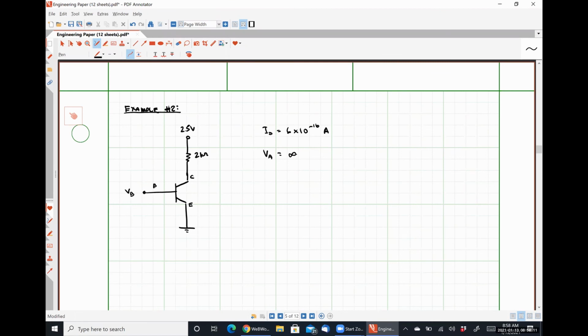Let's say we have a fairly simple circuit, 2.5 volts, 2 kilo ohms. IS is equal to 6 times 10 to the minus 16 amps. VA is infinity, which is a shorthand notation for saying the early effect doesn't matter. Whenever VA is infinity, then we have 1 plus something over infinity is just 1. And whenever VA is infinity in the small signal model, we have an infinitely large impedance, which is the same thing as an open circuit.